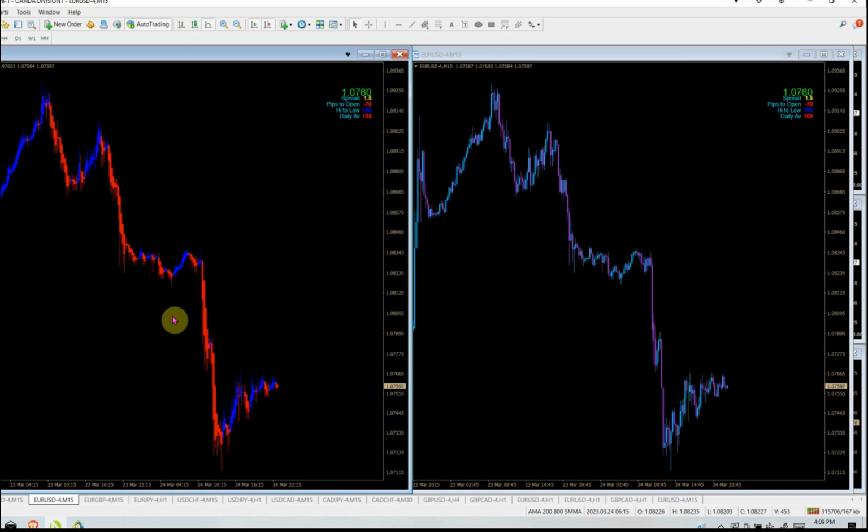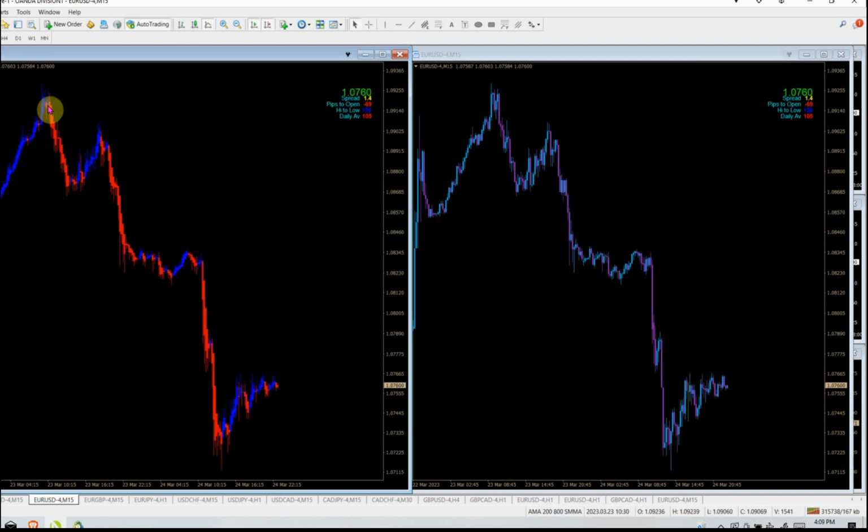All right, so what you have here is the euro dollar. It happens to be a 15-minute chart. On the left, in the bright red and blue, you've got Heiken Ashi candles, and on the right, you have a regular candlestick chart. If you look at it very quickly, there's really not a lot of difference, but there are a couple of things to notice.